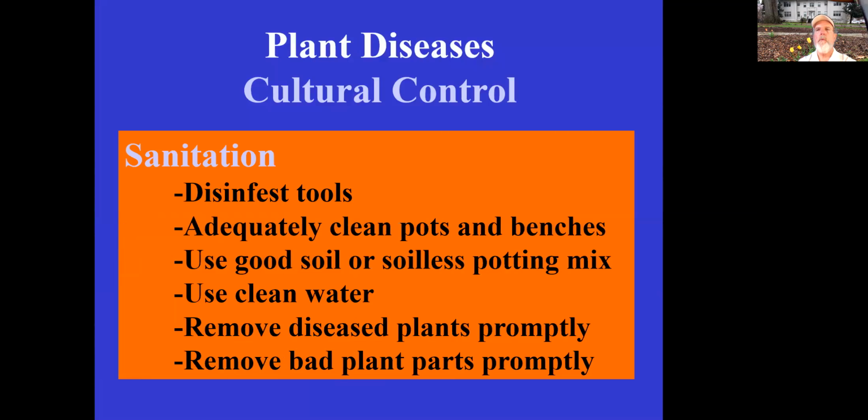And then cultural control, we emphasize this all the time because this is kind of like just protecting your own space. Disinfect tools, clean pots and benches, use good soil, clean water, remove diseased plants promptly. And then remove bad plant parts. Maybe you can keep that plant, but just get rid of the dead. Every so often go out and cut out all the dead leaves.